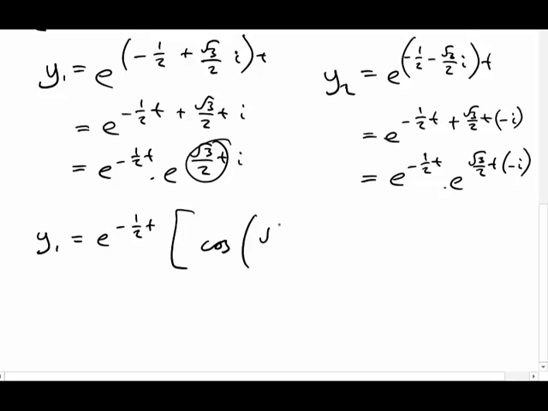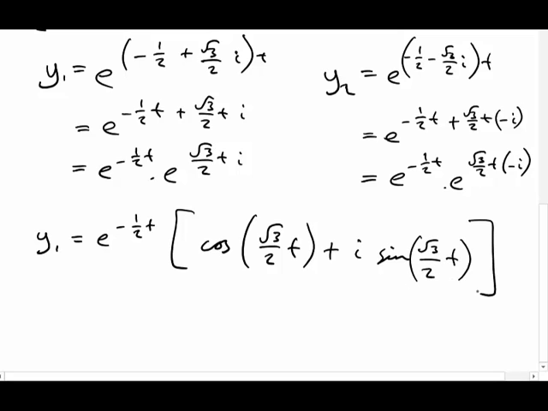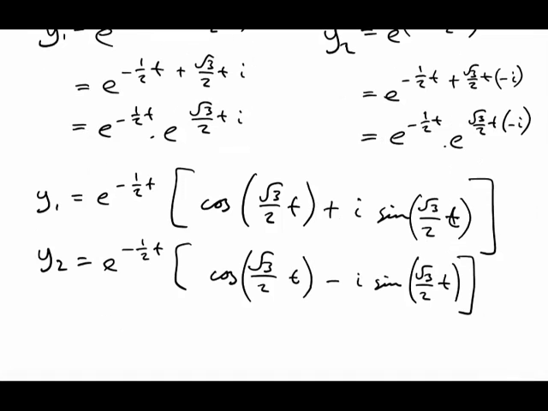So cos of root 3 over 2 times t, plus i, so that's where the i comes from, sine of root 3 over 2 times t. Okay, and that's what my y1 is equal to. Similar kind of thing for y2, except instead of there being a plus, there's just going to be a minus, thanks to this minus i. So there we are. Those are the two things written out now.